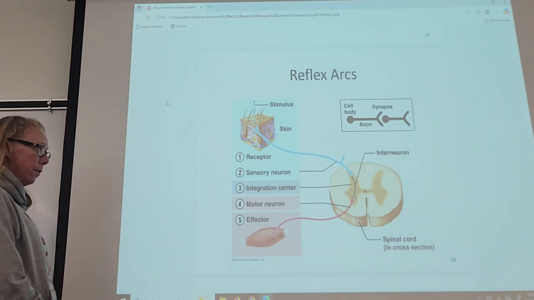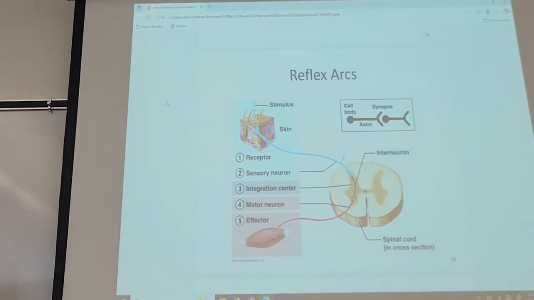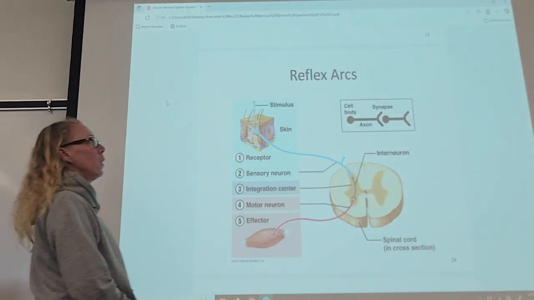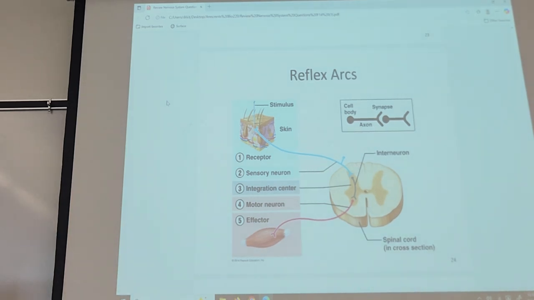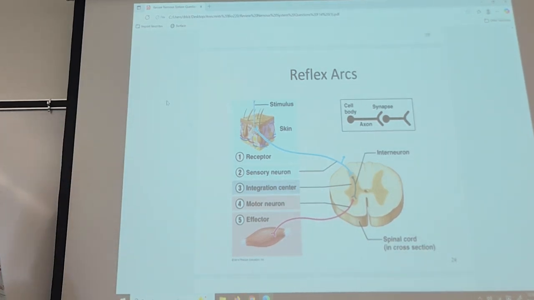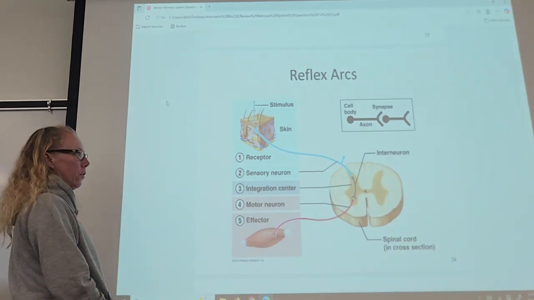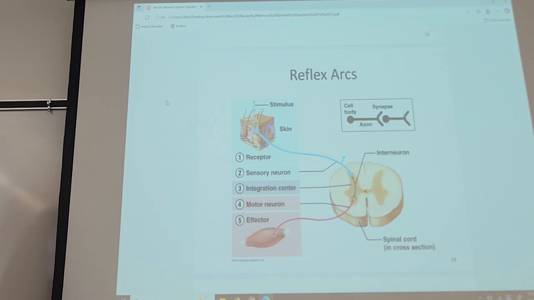So step 1 in a reflex is you have to have a receptor that's sensitive to some sort of stimulus. In this example, the stimulus looks like a nail being driven into the skin, so what kind of receptor would you say that is? A pain receptor, what do we call those? Nociceptors, right? So that could be an example that you can provide for a reflex arc. So step 1 is the receptor receiving the information that it's sensitive to, in this case pain.